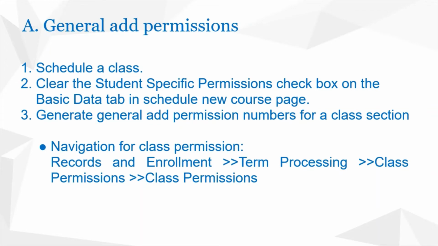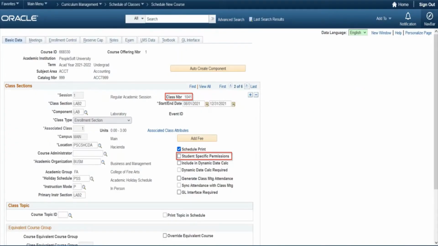For general add permission, Step 1: Schedule a class. Step 2: Clear the student-specific permission checkbox on the Basic Data tab under the Schedule a New Course page. Step 3: Generate general add permission numbers for a class section. Make sure that the student-specific permission checkbox is cleared for the desired class number 1041.